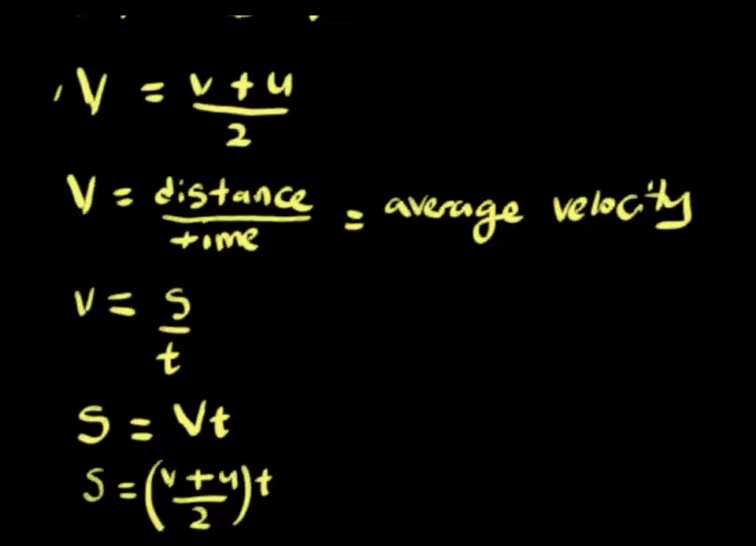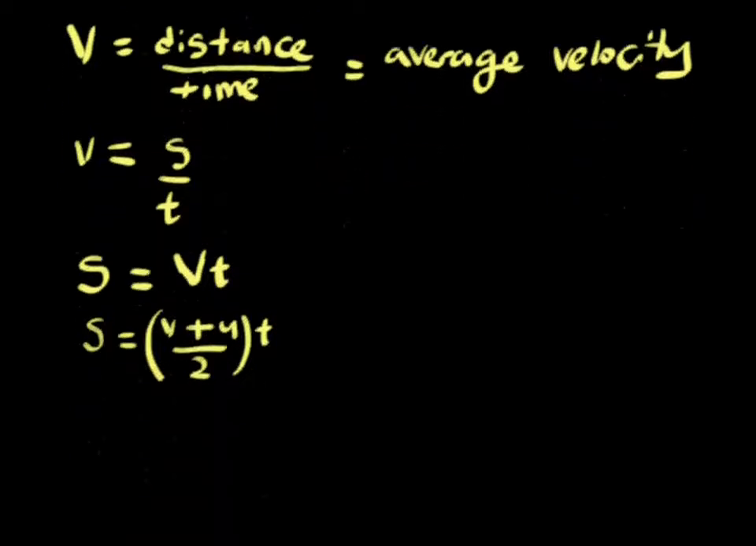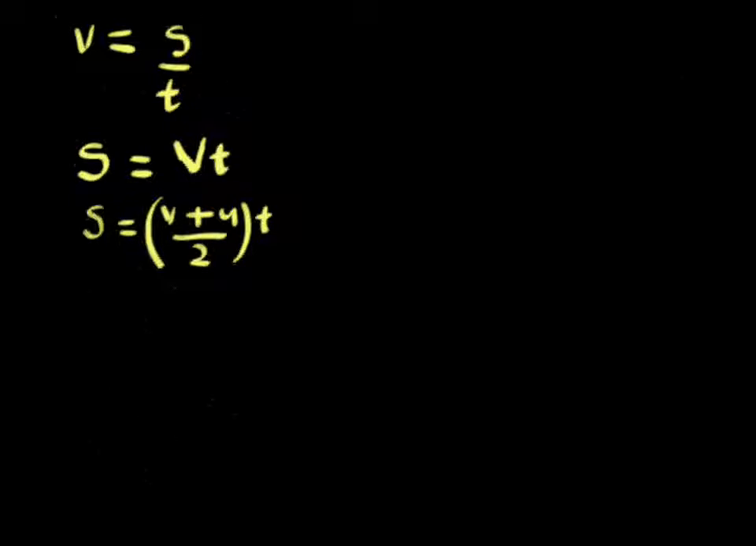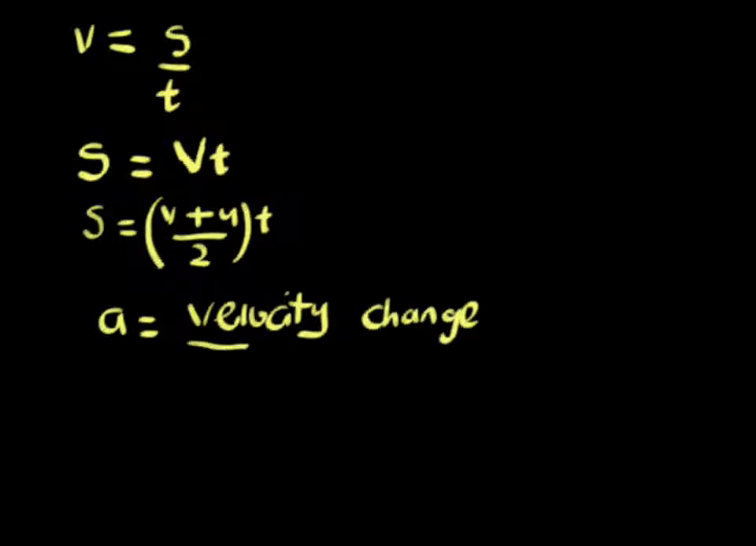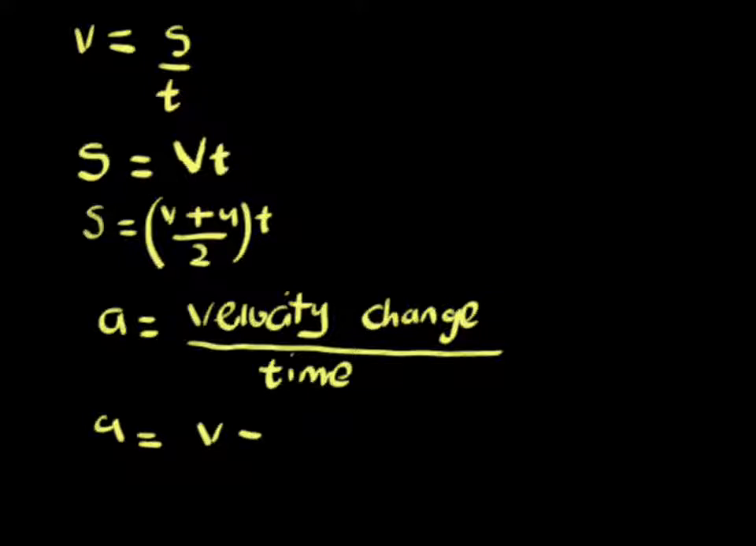Also, we know that acceleration in itself is defined as velocity change over time. Acceleration is defined as velocity change over time. This would be acceleration. Now, this gives us that acceleration is equal to v minus u, so that will be the change from the initial to the final, divided by time. That will be what acceleration would be.